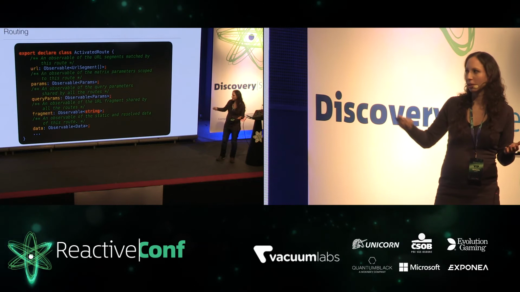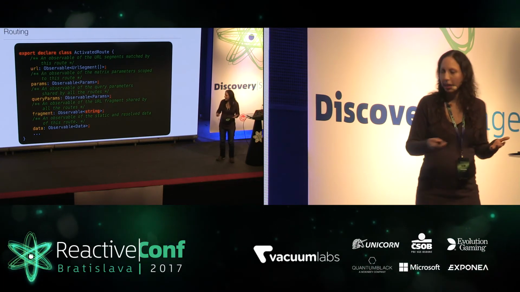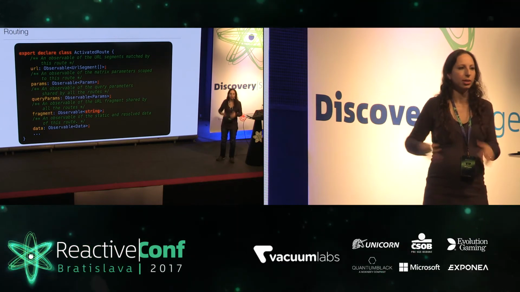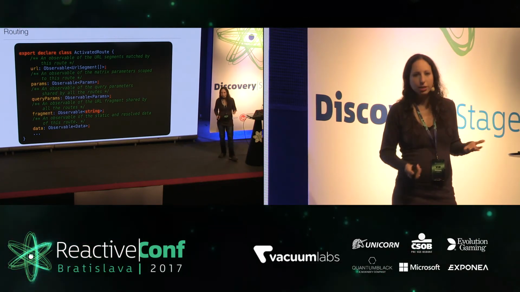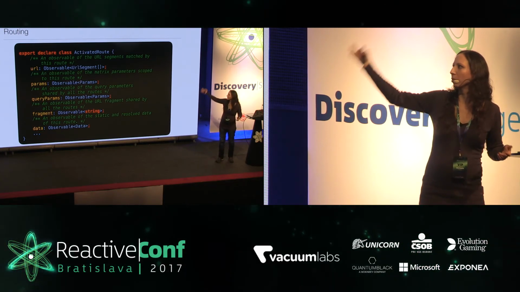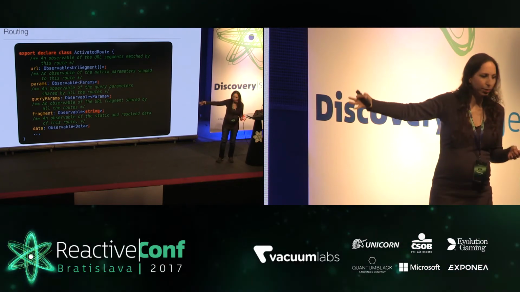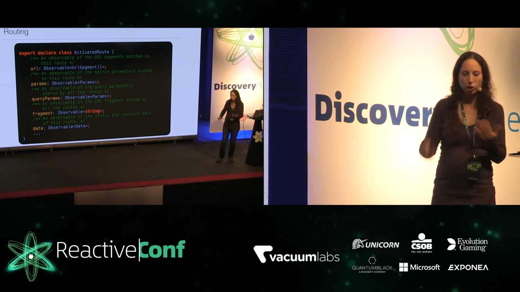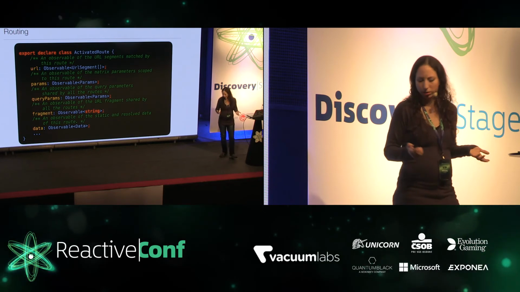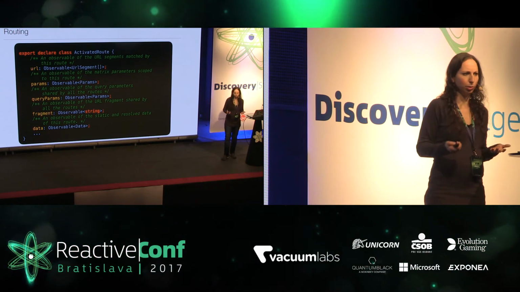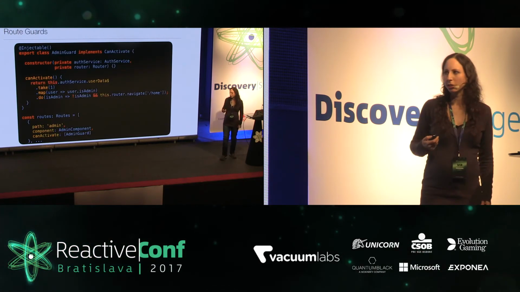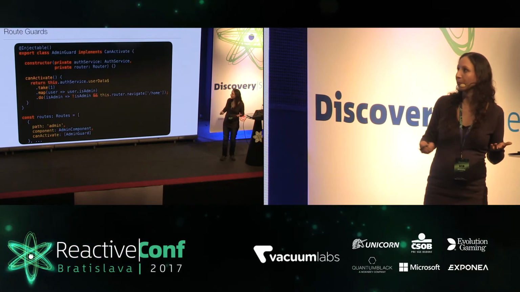More in routing, so a lot about the routing. The activated route is just one example of something you have in the router that works with observables. The URL segments, the parameters like we saw, the query parameters that can change, and so on. So check out how to use this in the router, and what kind of data you're getting with these observables.